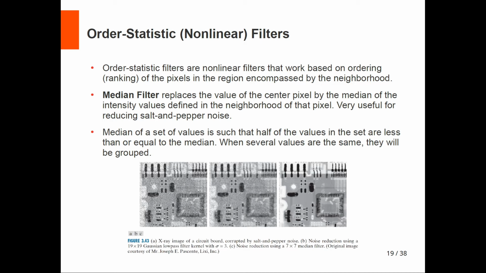Instead of Gaussian filtering, if we use a 7 by 7 median filter, this is the result that we get. As you can see, the image is almost completely noise free and a lot of the sharp features are still preserved. But you should keep in mind that median filtering, even though it is very good for salt and pepper noise, is not necessarily the best solution for all types of noise filtering.